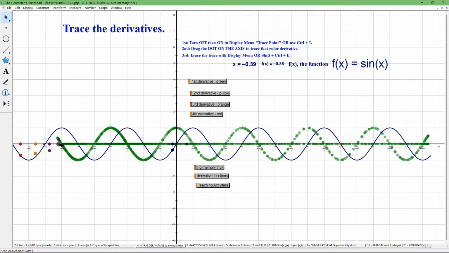I want to take the derivative of that. The derivative of that is in purple. I'm going to leave the traces where they are. And I'm going to drag. The derivative of the cosine is the negative sine. I'm going to go to the third derivative. And that's in orange.